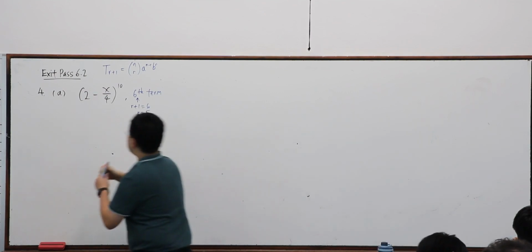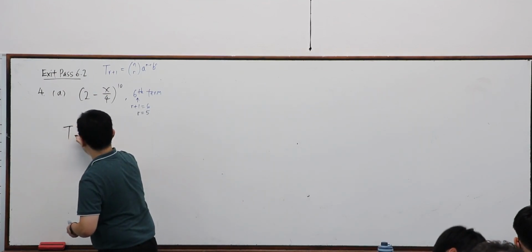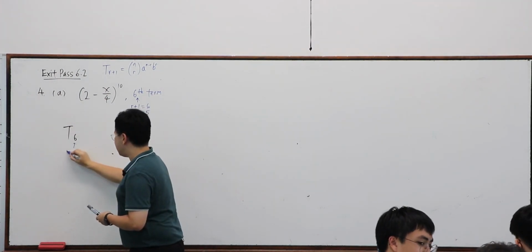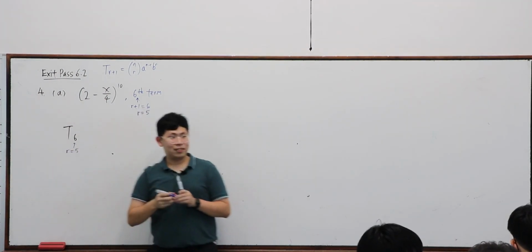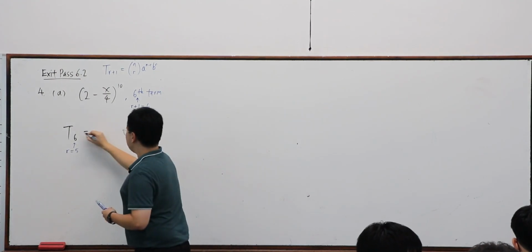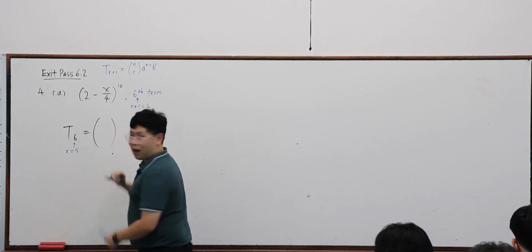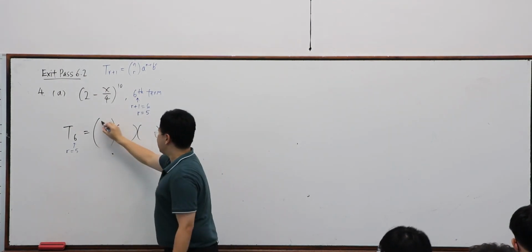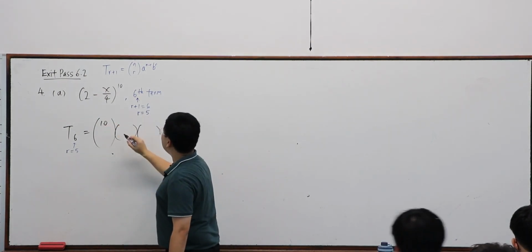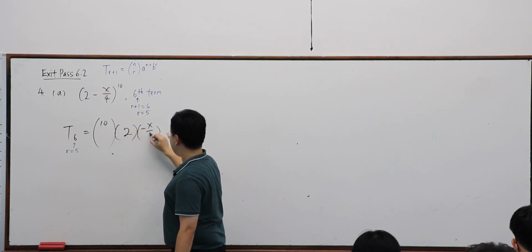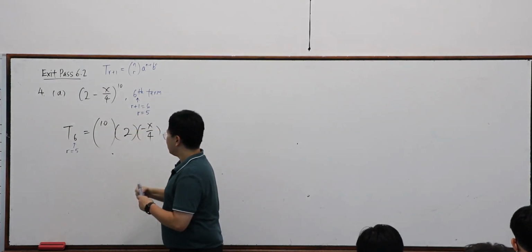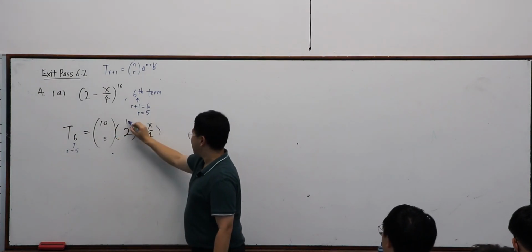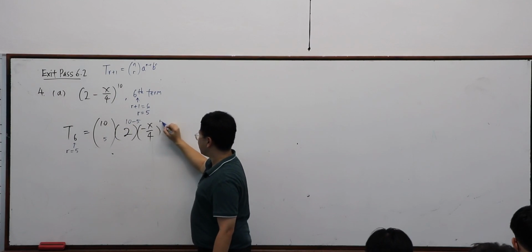Okay, so let's start this. We just straight away write T6, but you bear in mind this is r equals 5. So T6 is going to be equal to n choose r, a, and b, correct? So n is 10. We have our a, we have our b over here. r is 5, so I'm going to put 5 here. This one is n minus r. This is going to be r, like that.